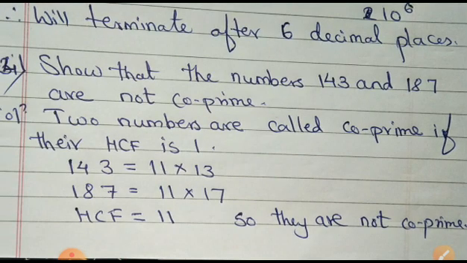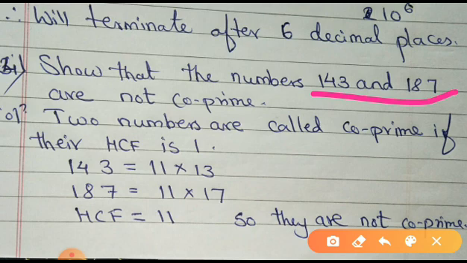Now, the next question is, show that the numbers 143 and 187 are not co-prime. First, what are co-prime numbers? Co-prime numbers are the numbers whose HCF, your highest common factor, is 1. That means they don't have any common factor between them. Only then we say that they are co-prime numbers.